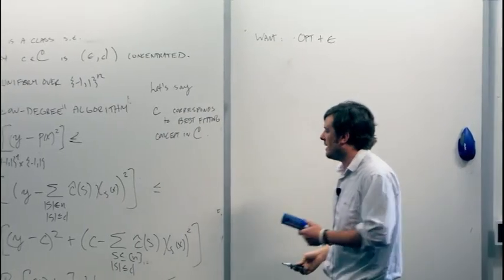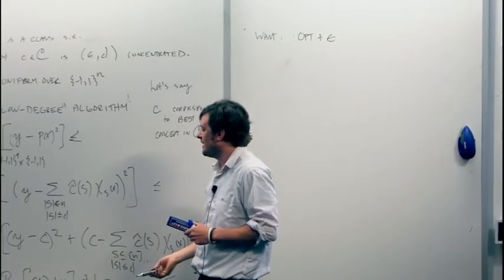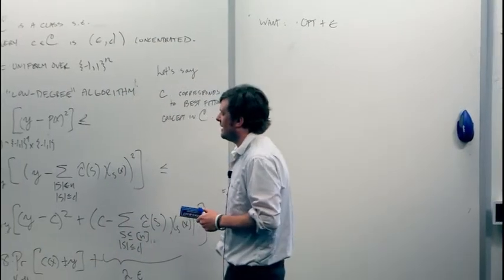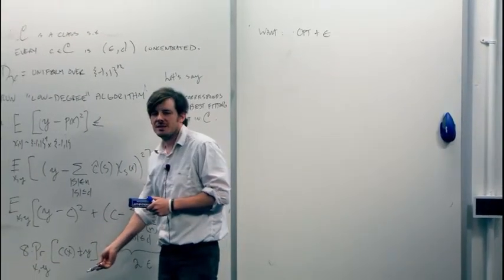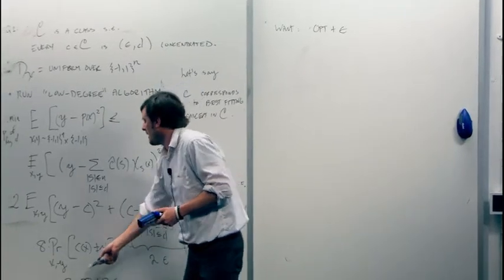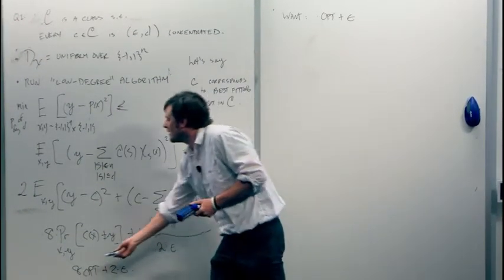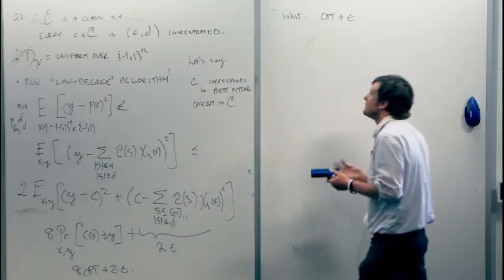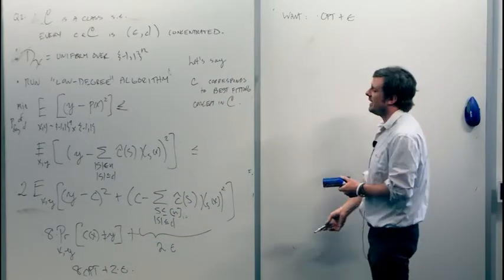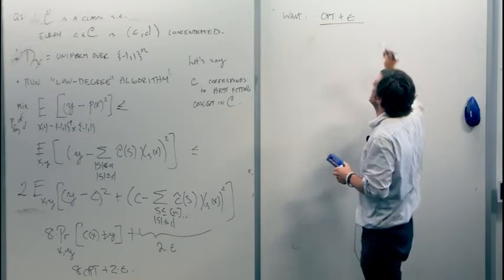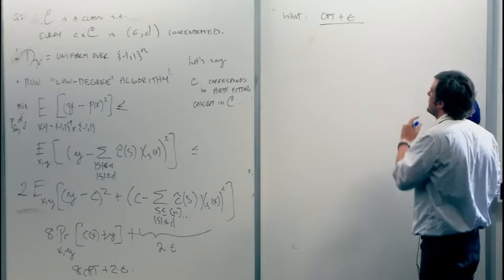Why? Well, if you give me access to a function and say there's a decision tree that agrees with 3/4 of it, then opt is a quarter. This bound is meaningless. Its error is still 8 times a quarter, which is greater than 1. So it's nice that it has some kind of weak agnostic property, but what you'd really like is opt plus epsilon.